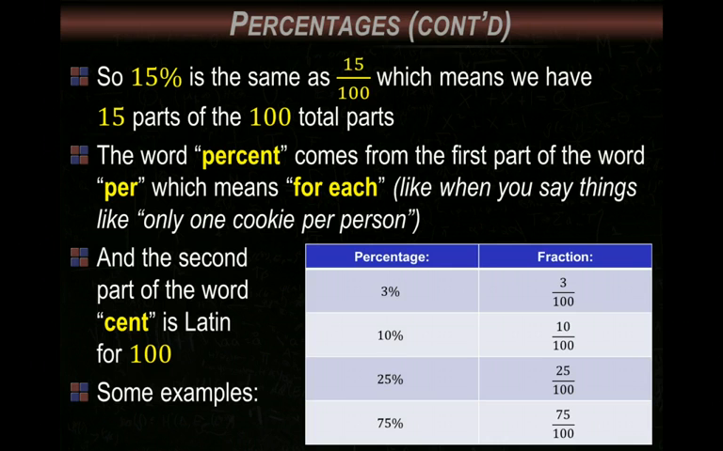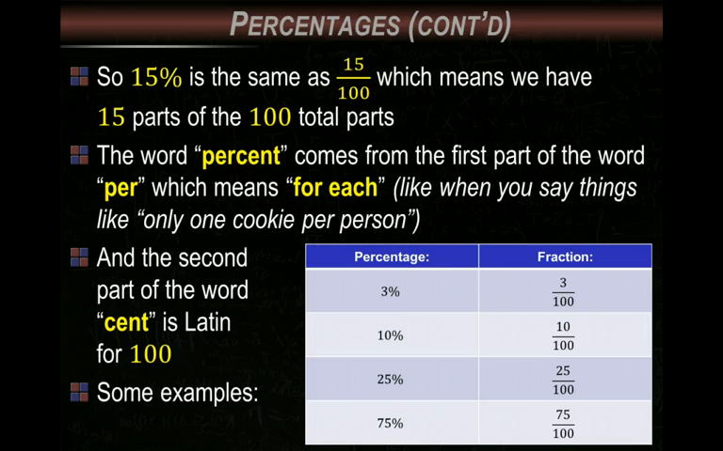The word percent even means that. This is what the word percent means. The first part of the word, per, means for each. Like when you say, you only get 1 cookie per person. The word per means for each. You get 1 cookie for each person. That's what per means. The second part, cent, is actually a Latin word, and it means 100. That's why, how many cents in a dollar? 100 pennies or 100 cents in a dollar.